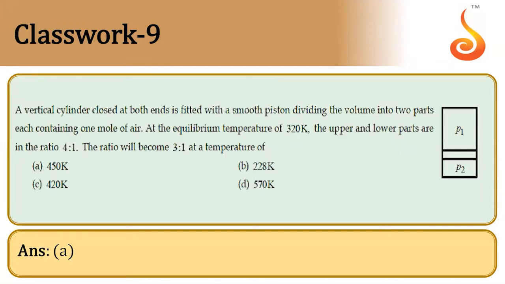Ninth problem we'll do first. Say this. A vertical cylinder closed at both ends is fitted with a smooth piston dividing the volume into two parts, each containing 1 mole of air. At the equilibrium temperature of 320 Kelvin, the upper and lower parts are in the ratio 4 is to 1 by volume. The ratio will become 3 is to 1 at a temperature of what?